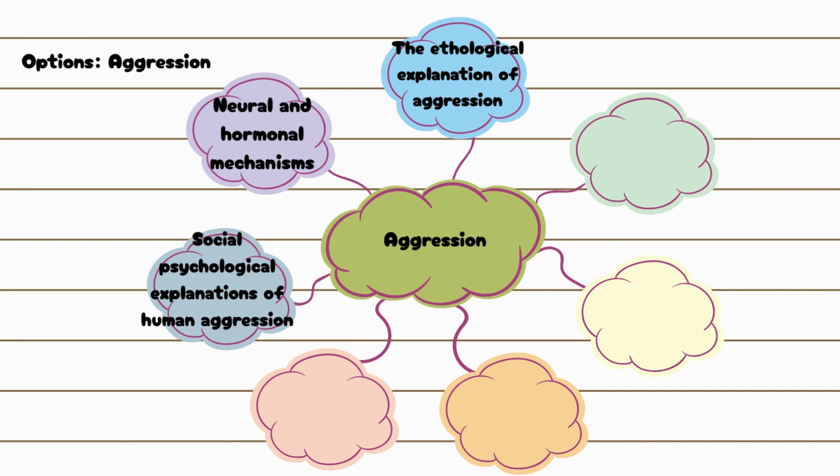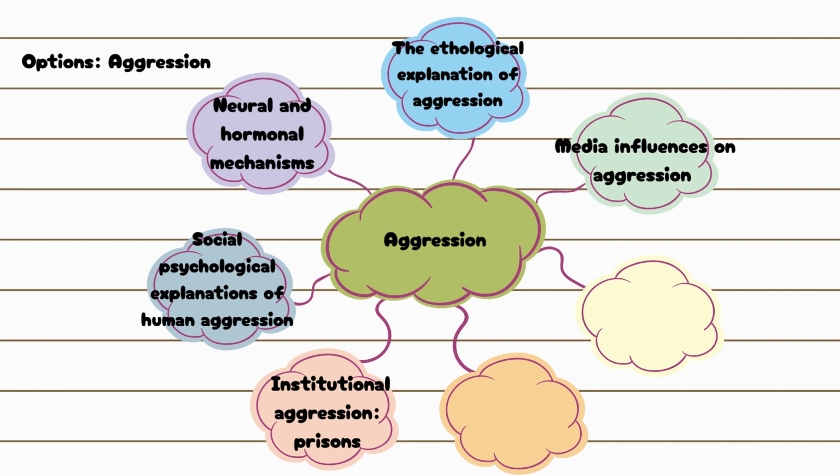the social psychological explanations of human aggression, including the frustration-aggression hypothesis, social learning theory as applied to human aggression and deindividuation, institutional aggression in the context of prisons, dispositional and situational explanations, and also media influences on aggression, including the effects of computer games, the role of desensitization, disinhibition, and cognitive priming.